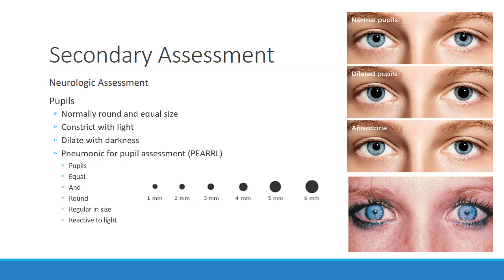And then we also have another mnemonic for pupil assessment, PEARRL, P-E-A-R-R-L. And this stands for a description of the pupils, typically when they're normal. So it stands for pupils are equal and round, regular in size, and reactive to light. So if that's the case, instead of writing all that out, PEARRL is an accepted medical abbreviation, so you can actually state the pupils were PEARRL, which means that they're equal and round, regular in size, and reactive to light. So if they're not each of those things, then you would have to describe what each of those things are.